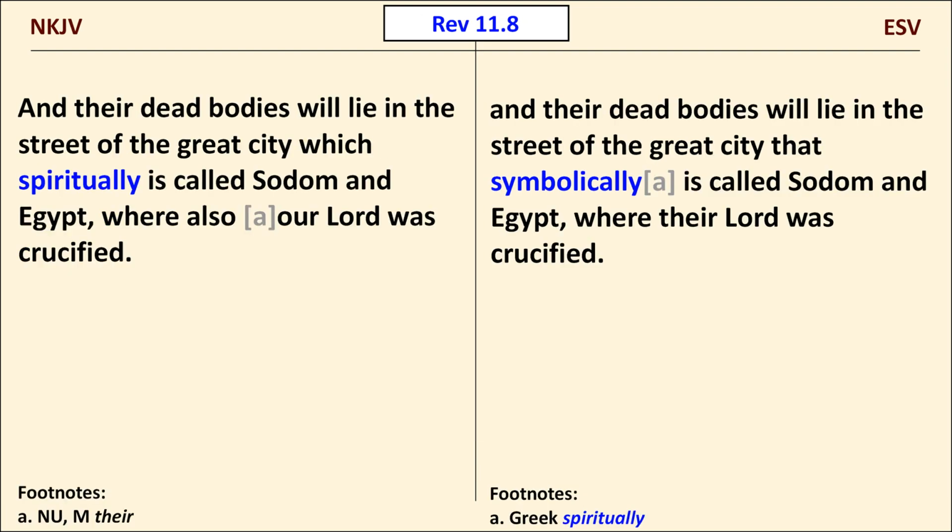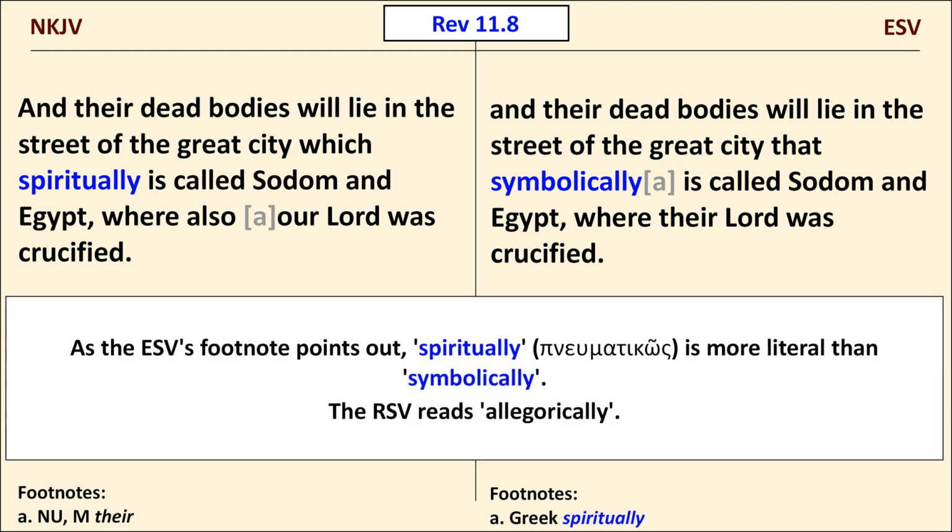We move next to Revelation 11:8, where the contest is between the NKJV's "spiritually" and the ESV's "symbolically." As the ESV's footnote points out, "spiritually" is more literal than "symbolically." The ESV is similar to the RSV, which reads "allegorically."